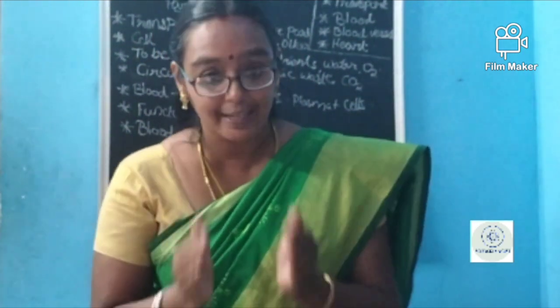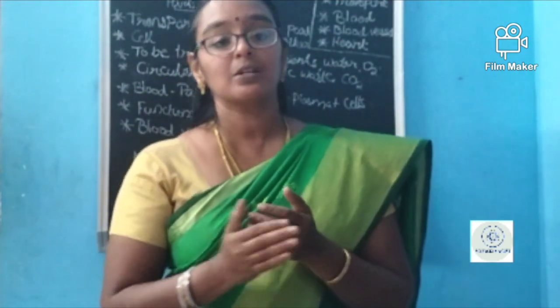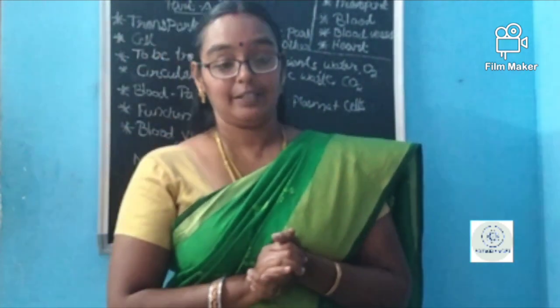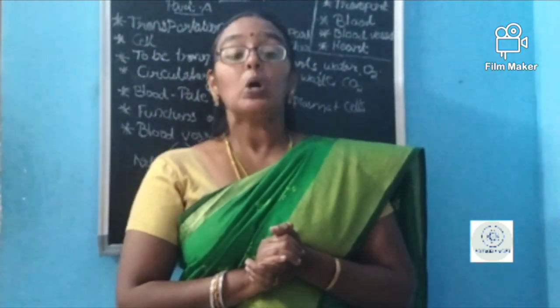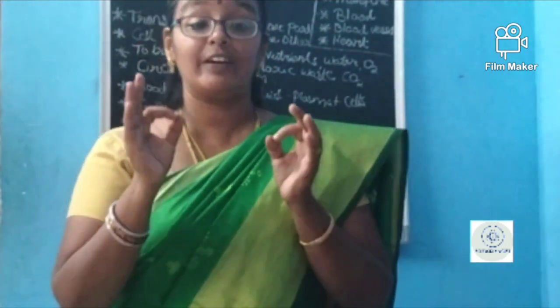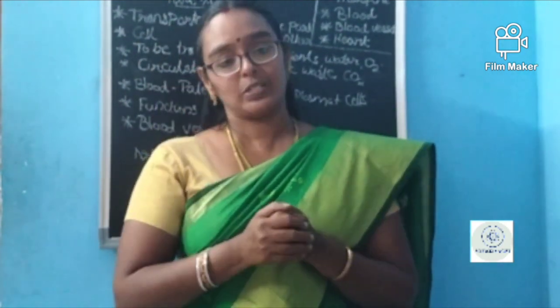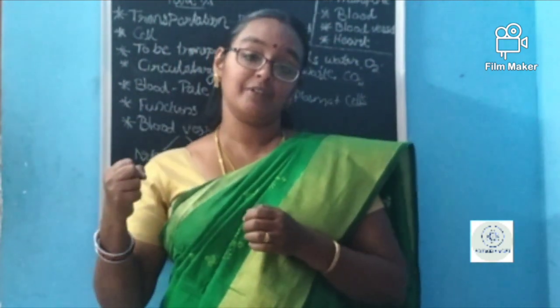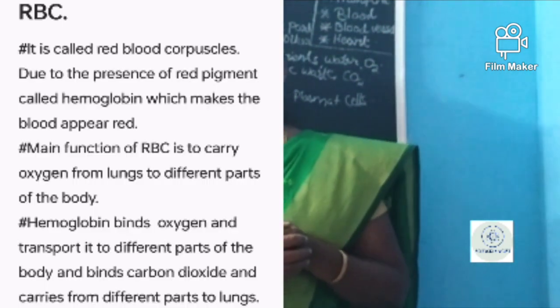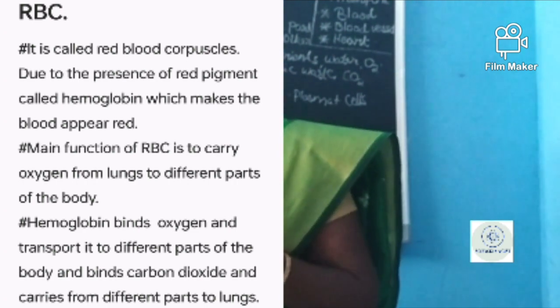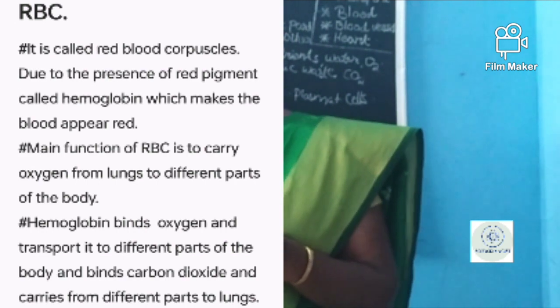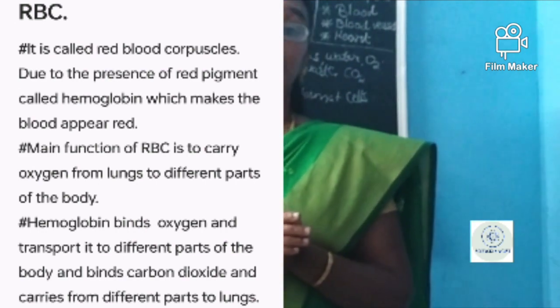RBC is red blood cells, which give red pigment or red color to the blood, and it contains an important thing called hemoglobin. Hemoglobin is very important in the RBC. What is it doing? It helps to attach oxygen to itself to make oxyhemoglobin, and it will transfer this oxygen and give it to cells easily. Okay, so hemoglobin is very essential and it gives red color to the RBC.